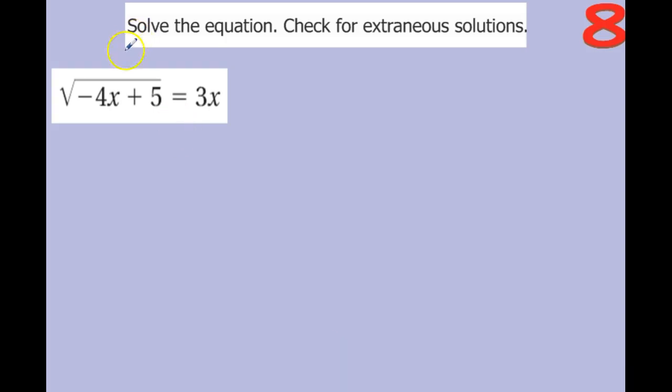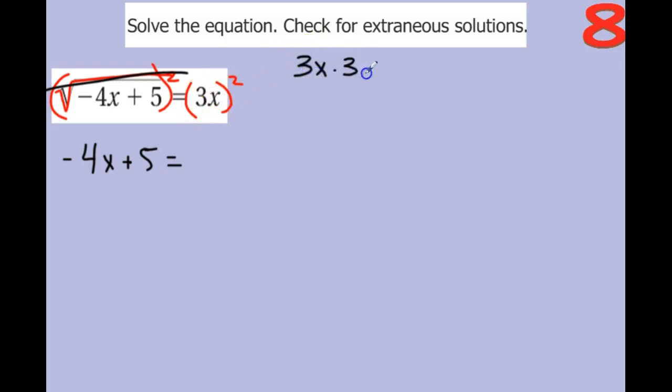Alright, last one here. We have a square root. We need to get rid of that square root, so I'm going to square both sides. So those cancel, and we have negative 4x plus 5 equal to, this is squared, so be careful, 3x squared is 3x times 3x. So we have 3 times 3 is 9, and x times x is x squared. This one is also one that if you are in 6th hour is not going to make any sense for you, so you can skip this question.